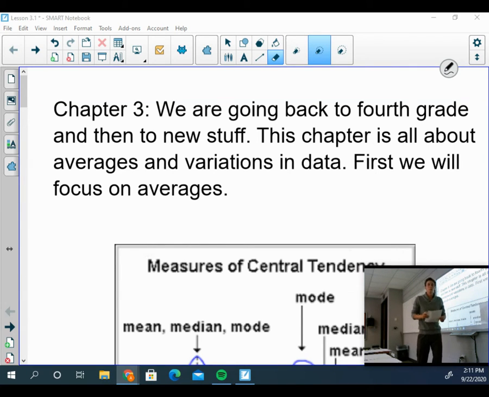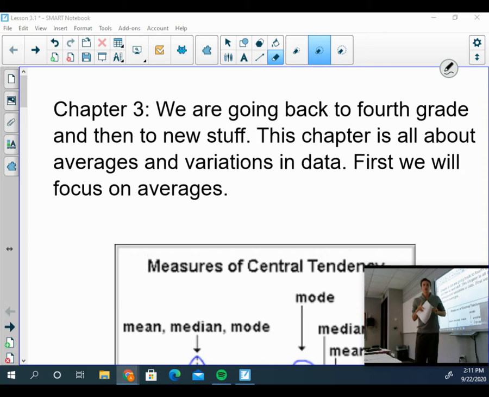Today we are going to learn about 3.1. And as we dive into chapter 3, we're going to transition from strictly organizing data with graphs to looking more at the data we're collecting. Specifically, we're going to be talking about averages and variations in data.